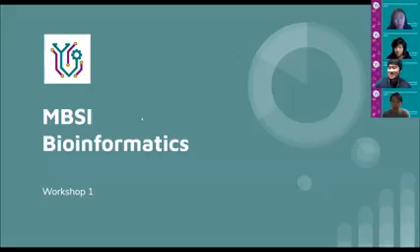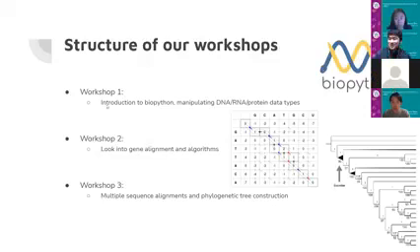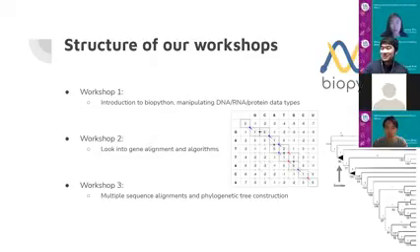Bioinformatics course. So first off, I'll talk you through the structure of our workshops. In workshop 1, we'll be introducing you to Biopython and manipulating RNA, DNA, and protein sequences. It gives you the skills and tools you need to have a go at the next few workshops. In workshop 2, we'll be looking at gene alignment, so how we actually align different sequences and the algorithms we use to do so. And in workshop 3, we'll have a go at aligning multiple sequences and creating evolutionary phylogenetic trees.